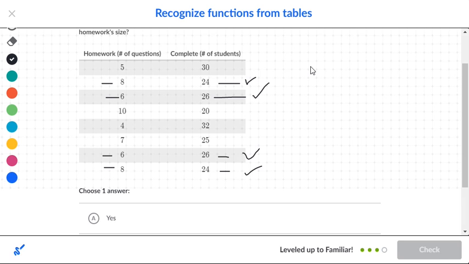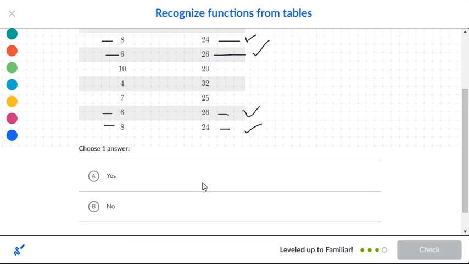So if it's repeated and it gives you the same y, that's fine. But if it was repeated and it was a different y, then no, that's no good. That would not be a function. But since you have the same number after the first number, that's okay. So this one is a function. So yes, this is a function.